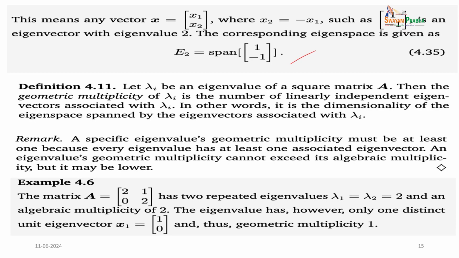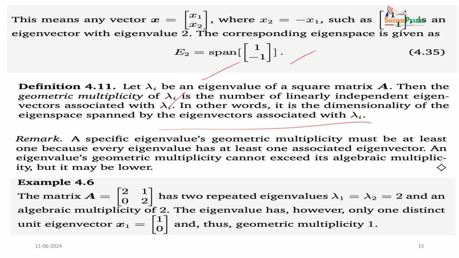The next definition is geometric multiplicity. Let lambda i be an eigenvalue of the square matrix A. Then the geometric multiplicity of lambda i is the number of linearly independent eigenvectors associated with lambda i. In other words, it is the dimensionality of the eigenspace spanned by the eigenvectors associated with lambda i.